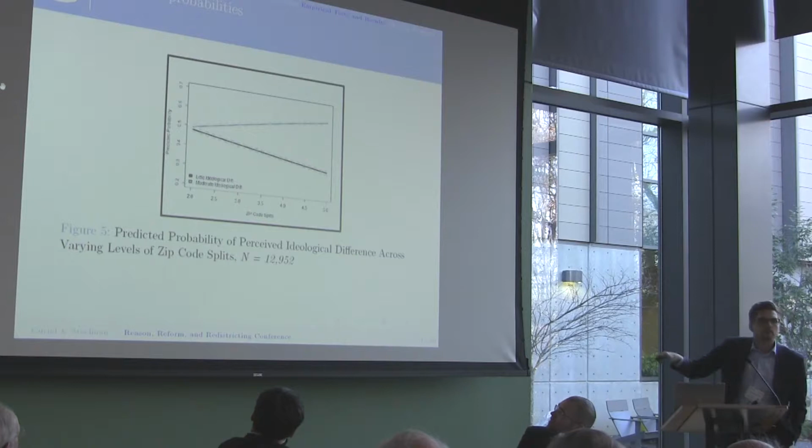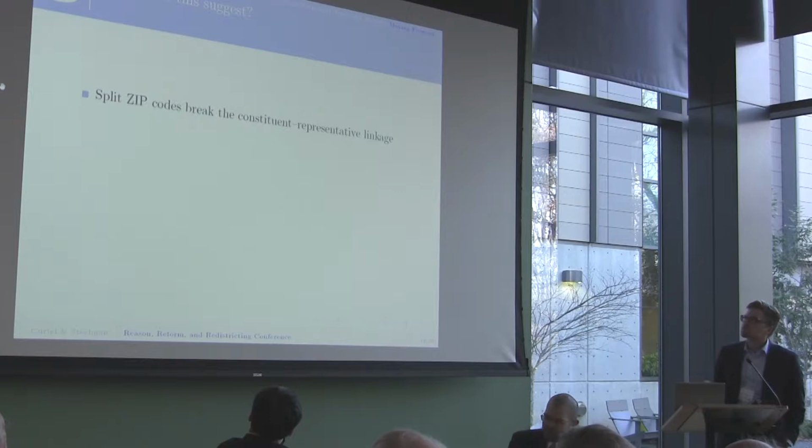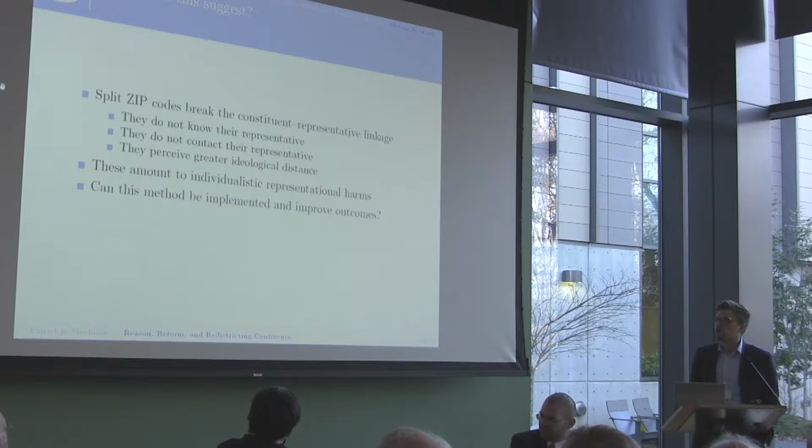That people are perceiving their member of Congress is not much like them. And we attribute this to zip codes being split between multiple congressional districts. And so what does this suggest? We think that zip codes play a vital role in the representative-constituent link. People don't know their member, they don't contact their member, they perceive greater alienation from their member. And we believe this amounts to individual representational harm.